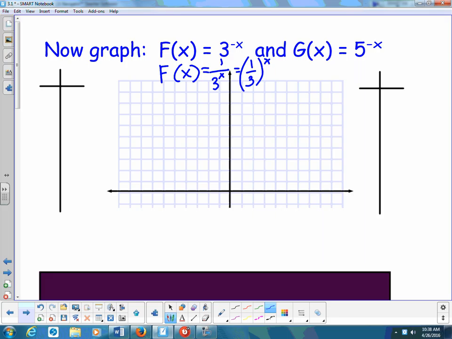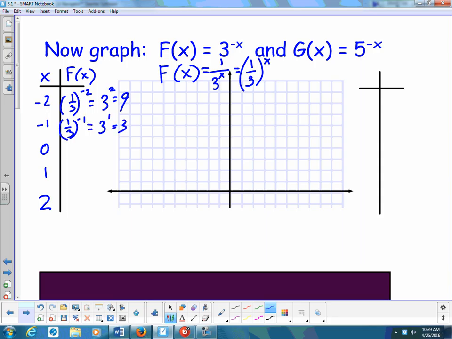So if I graph x versus capital F of x, let's do negative 2, negative 1, 0, 1, and 2 again. If I have 1/3 to the negative 2, that's the same as 3 to the positive 2, so that's going to be 9. 1/3 to the negative 1 is going to be 3 to the first, which is 3. 1/3 to the 0 is 1. 1/3 to the first is 1/3. And 1/3 to the second is 1/9.